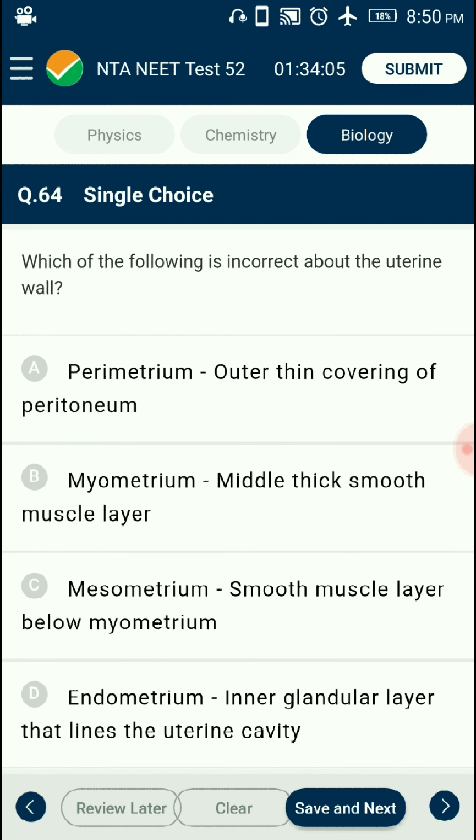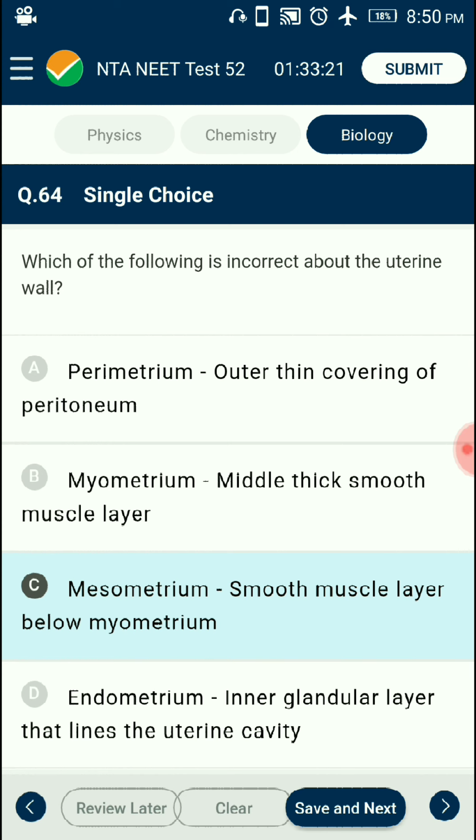Question number 64. Which of the following is incorrect about the uterine wall? The uterus is a part of the female reproductive system and is also known as the womb. It is an inverted pear-shaped organ that bears the fetus during pregnancy. The uterine wall has three layers which are perimetrium, myometrium and endometrium. Perimetrium is the outer thin covering. Myometrium is the thick middle layer of smooth muscles, and the inner layer which contains glands is called the endometrium. It is the endometrium that undergoes cyclical changes during the menstrual cycle. So the answer for this question is option C.